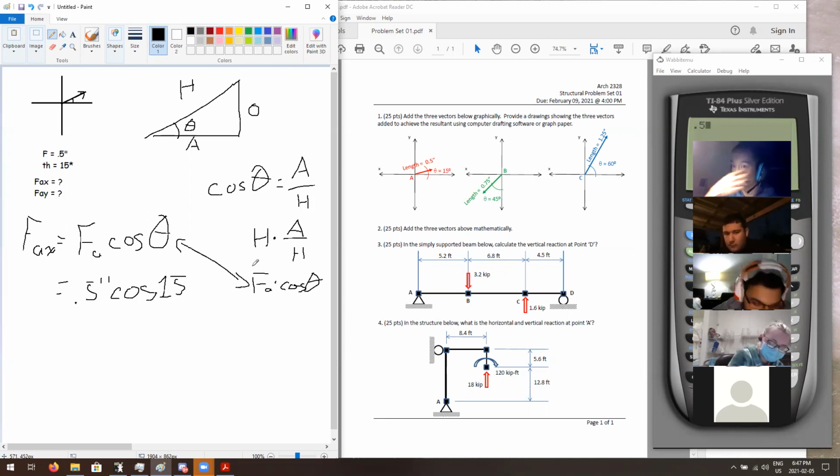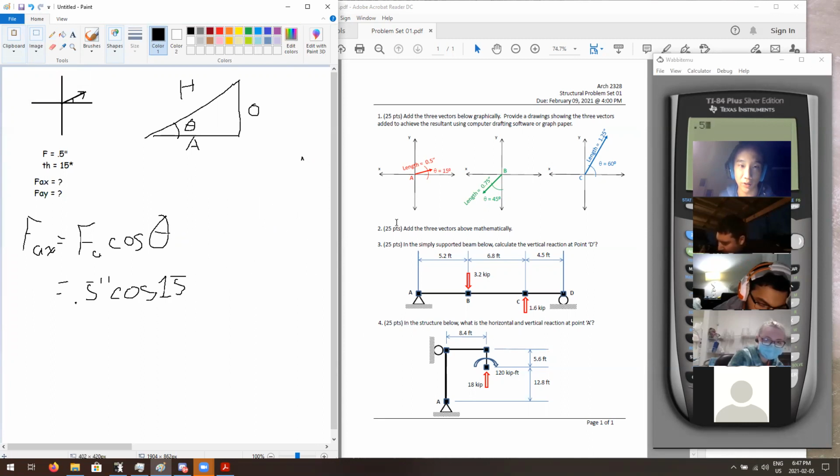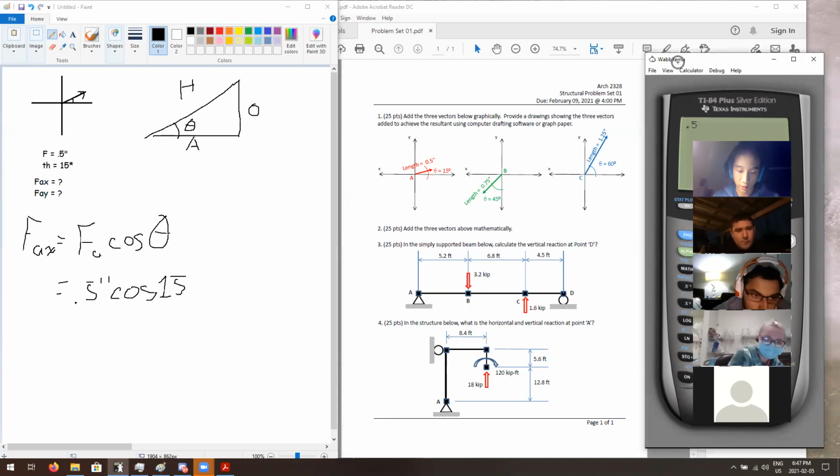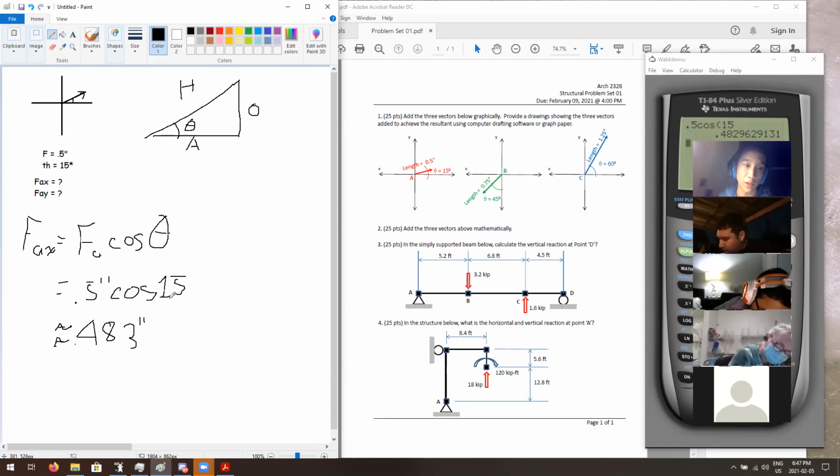Yeah. All right. Anyway, this is something you probably should have learned in pre-cal, but I'm just going over it. So F sub A x is going to equal F sub A cosine theta. So 0.5 times cosine of 15 degrees, you can get approximately 0.483. Now we need F sub A y.